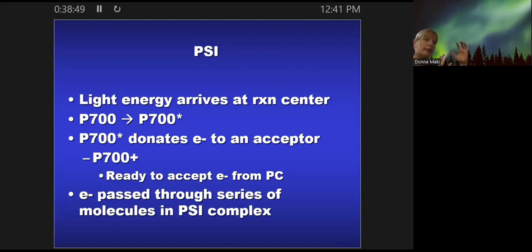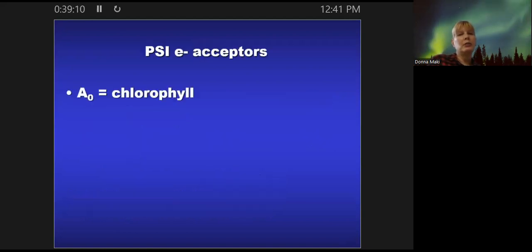It's a massive transmembrane complex. So the next slide is going to get into the details of what's happening in that complex. So I say on this, a series of molecules. Now we're going to go through what those molecules are. And again, these are all abbreviated. You don't have to spell them all out. So here are the players in the game within photosystem 1.